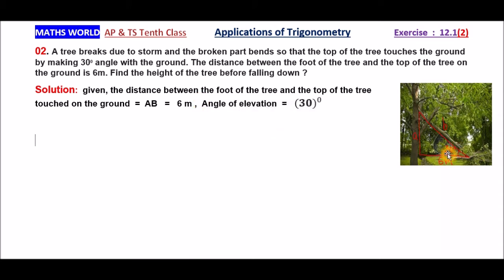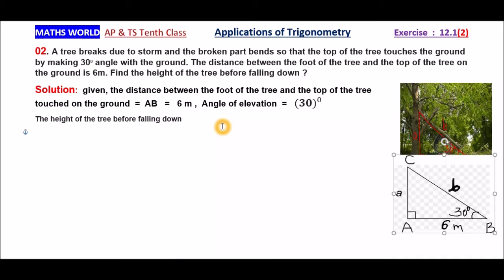I am repeating again, elevation means this is horizontal line. If angle is above the horizontal line, it is called as angle of elevation. So angle of elevation is 30 degrees. What is given I am writing here, same as it is in the problem. Next, the height of the tree before falling down, we have to find out, is equal to how much?